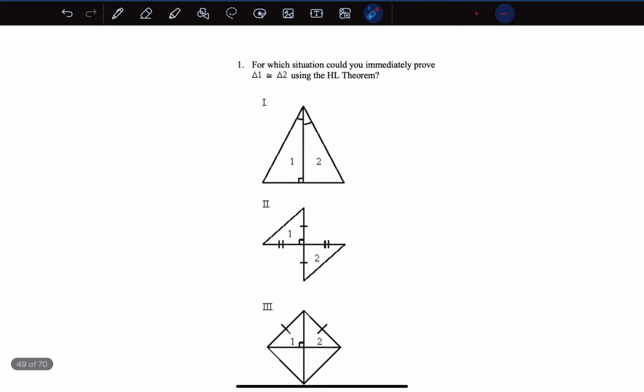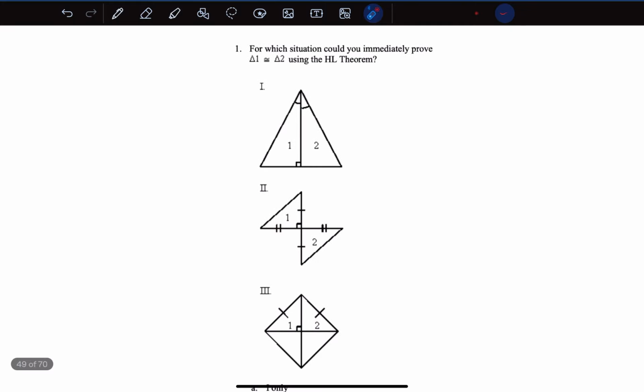Now, number 2, I can prove that they are congruent. However, if we look, the hypotenuse is not labeled, right? So we know that they're right triangles because if this is a right angle, the whole square is right angles. But what they give us is 2 legs. I can prove that these are congruent by side, angle, side, but that's not what the question is asking. The question is specifically asking about the hypotenuse leg theorem. So I know that I cannot use HL on 2 because I do not know anything about the hypotenuse.